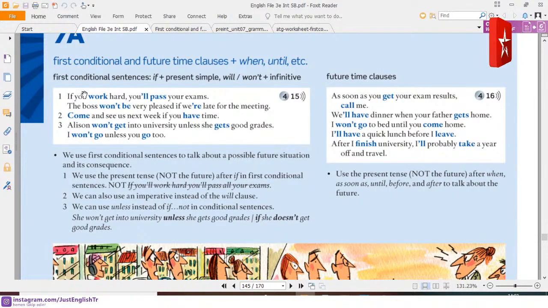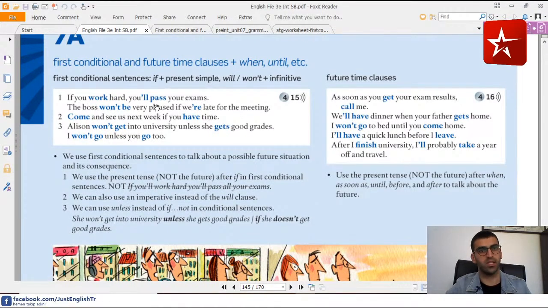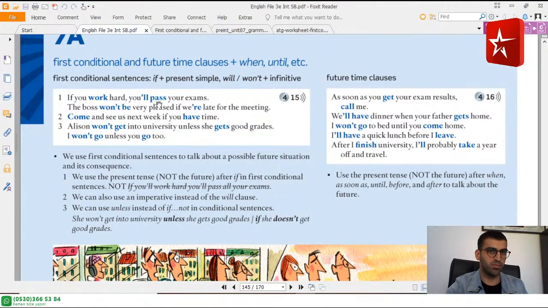If you work hard, you will pass your exams. Passing your exams depends on how you work, how much time you spend studying. So passing your exams depends on whether you work hard.